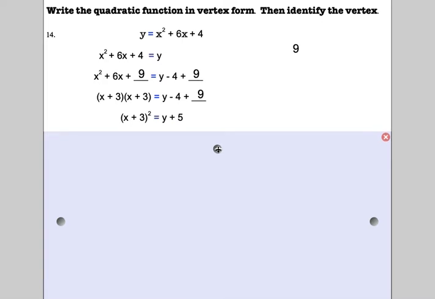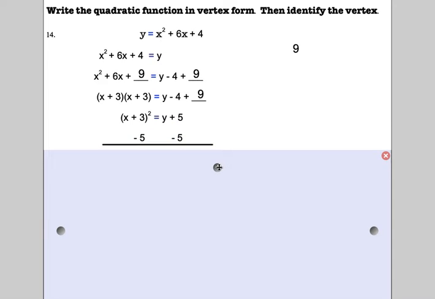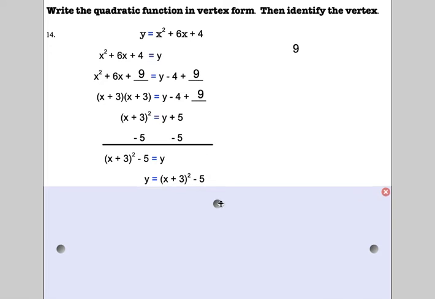I want it in the form y equals, so I subtract my 5 over. I get x plus 3 quantity squared minus 5 equals y. And then I just rewrite it in the form I like, which is y equals. I imagine there's a 1 in front, so I could tell you this opens up. Opposite of the inside, so it'd be left 3. Vertical shift of down 5. So my vertex is (-3, -5).